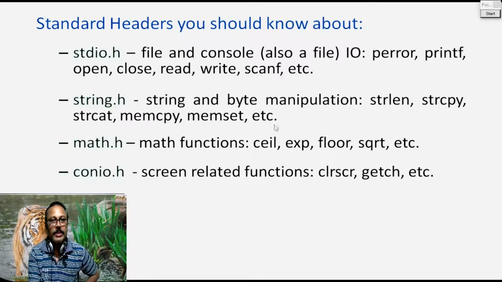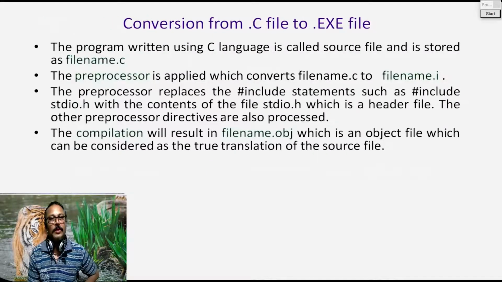Whenever you are working on strings, names, addresses, etc., and you want to manipulate those things, then you have to deal with string.h. And if you are writing programs related to mathematics, making use of exponentiation, square root, etc., then you have to include math.h. For screen related functions, whenever you want to clear the screen, etc., you have to use conio.h. These are the simple header files we make use of. There are other header files also.